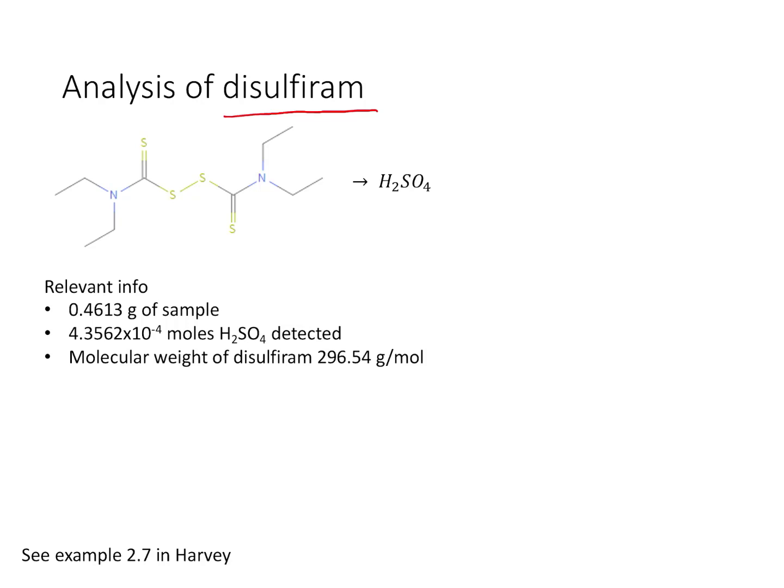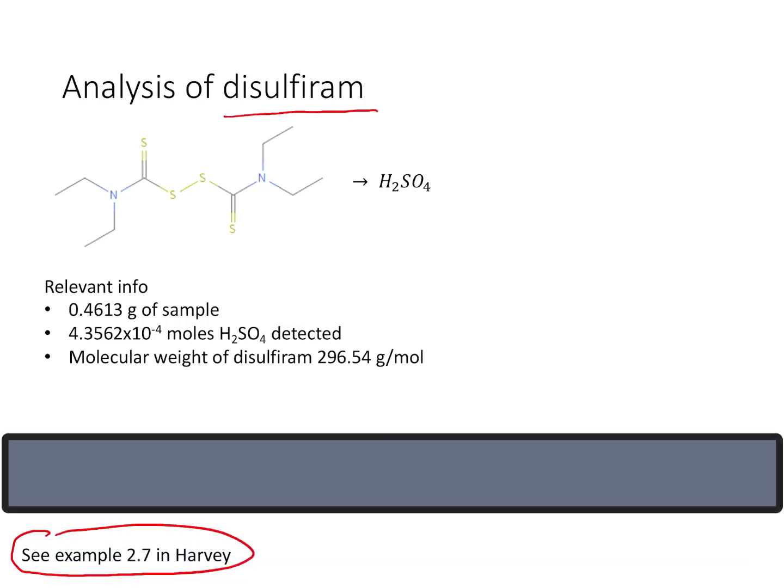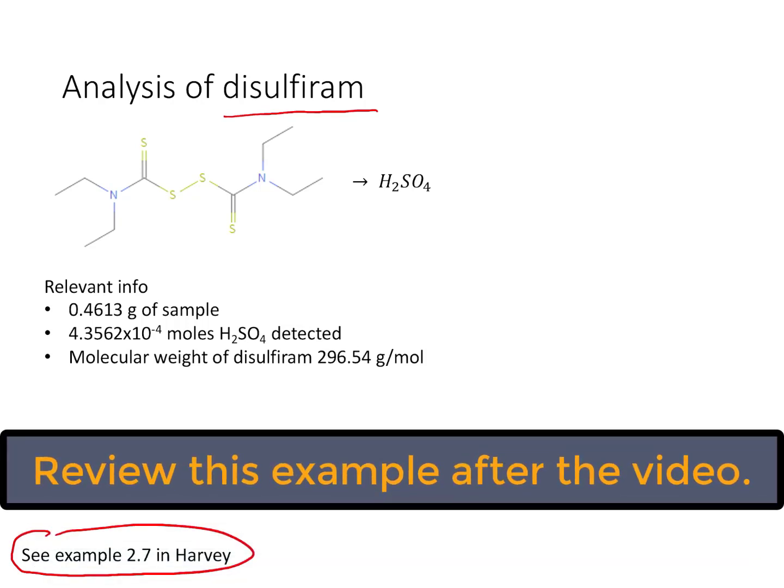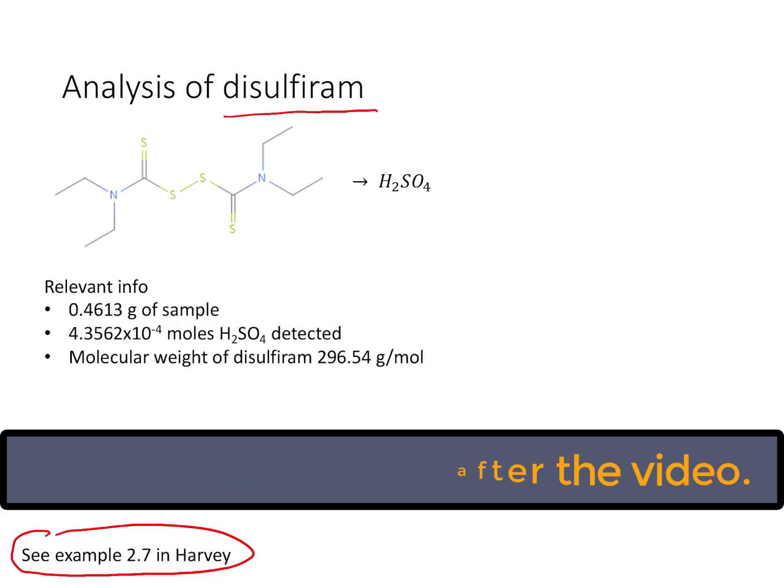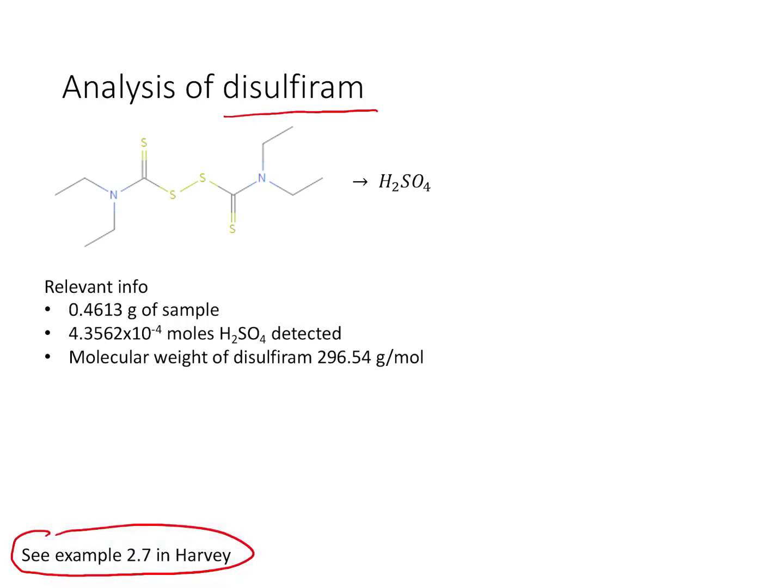So in this particular example, what we're doing is performing an analysis of a disulfiram tablet to see what the purity of the particular tablet is. I'm not going to go through a lot of details here, because if you take a look at the Harvey textbook, chapter 2, this is example 2.7, you should go ahead and take a look at it, because there are some details that I'm skipping. Some conversions from acids to bases and milliliters to grams and whatnot that are good practice but are not relevant to the stoichiometry that we're doing right here.